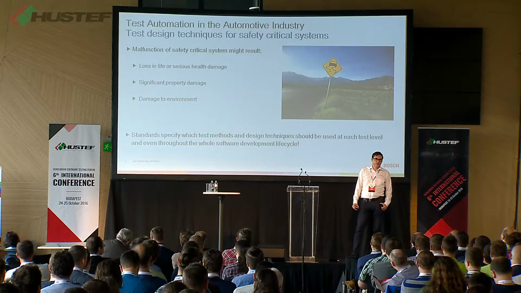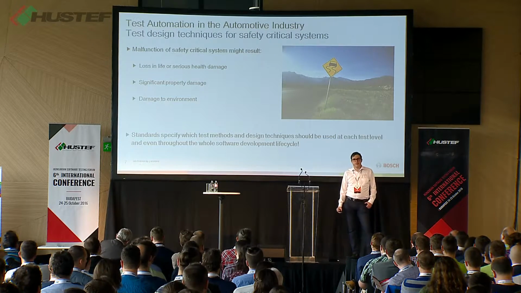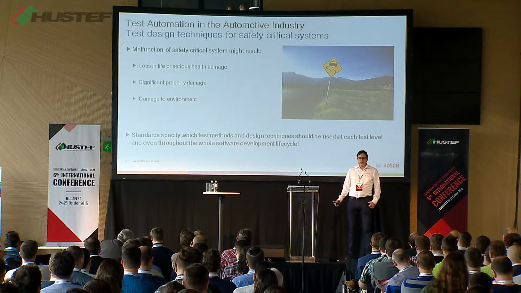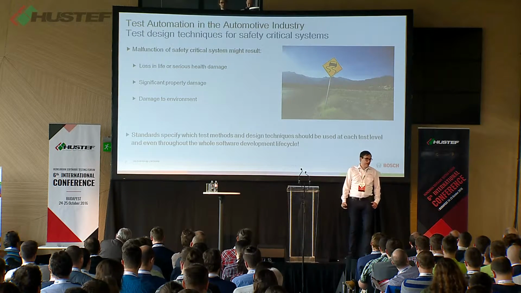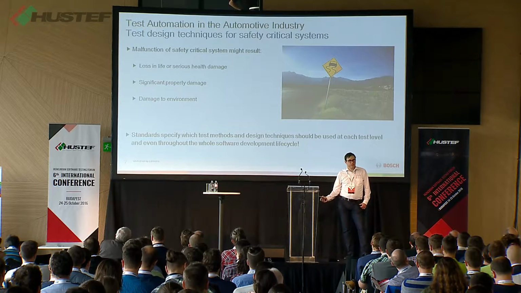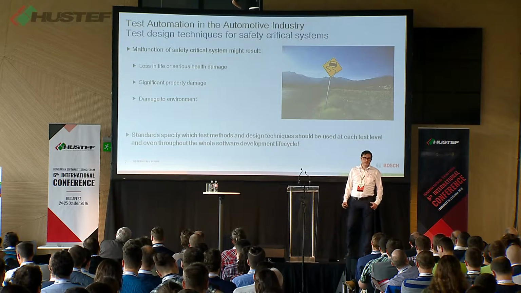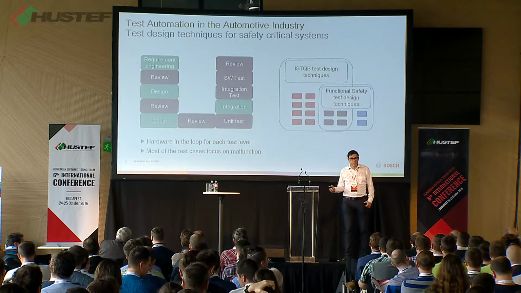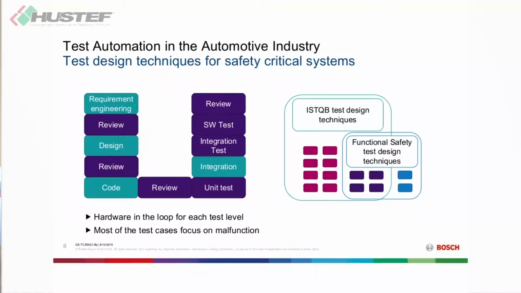there are a lot of standards which specify a lot of things: how to develop, how to test. What does that mean? It means that these standards specify test design techniques at each test level for the development cycle. Okay, but what does it mean in testing? So this is not the U model, this is the V model, just to be sure. I want to focus on the differences, which you can see on this slide.